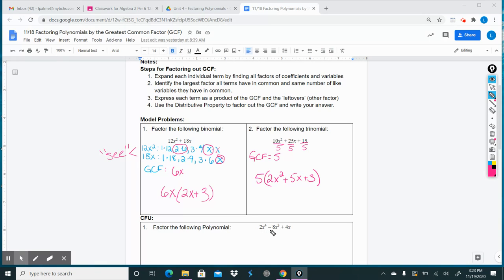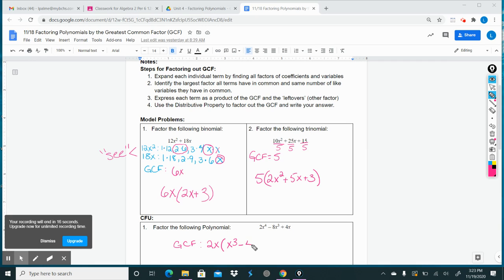Okay, now we're going to factor the greatest common factor of 2x to the fourth minus 8x to the third plus 4x, and our greatest common factor of 2, 8, and 4 is 2, and our greatest common factor of x to the fourth, x to the third, x is x, and our leftovers, if we divide each term by 2x, we get x to the third minus 4x to the second, because remember, 4 minus 1 is 3, 3 minus 1 is 2, and then 4x divided by 2x is 2. And you can distribute back to see if we get the polynomial.